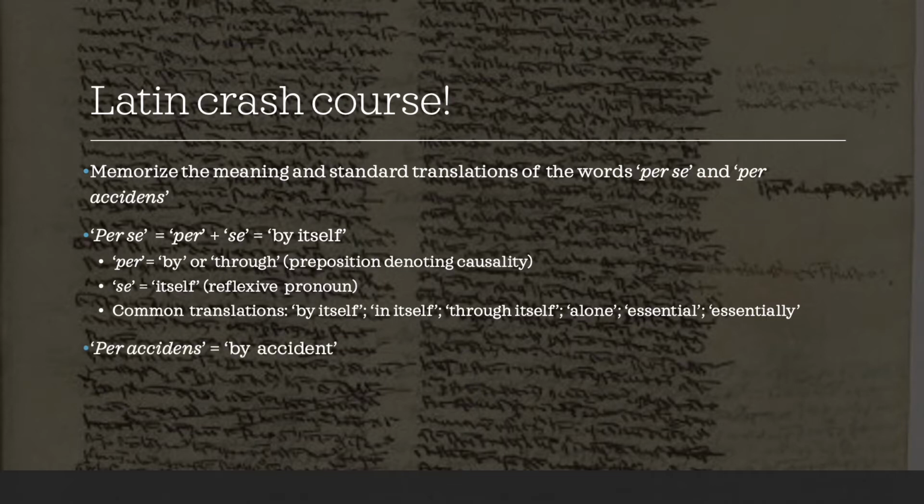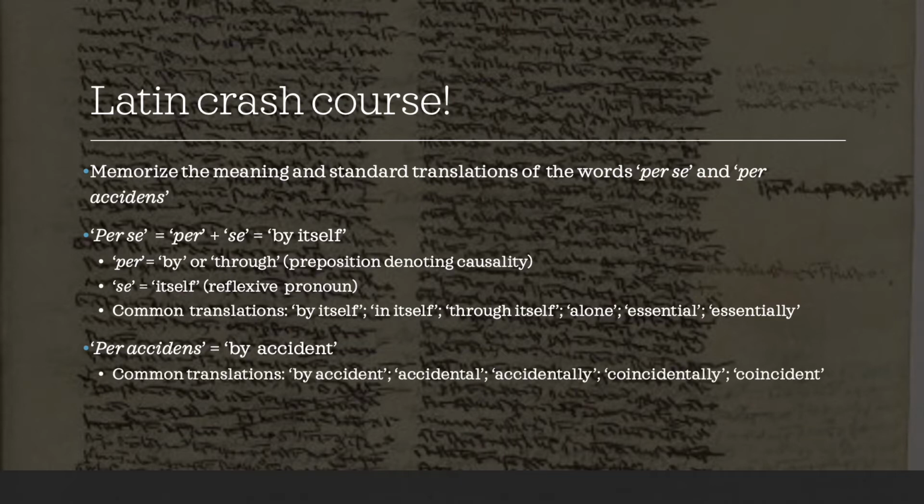The phrase per accidens designates the exact opposite of per se. It's translated as by accident. Other common translations of per accidens are accidental, accidentally, coincidentally, and coincident. If you see any of these phrases, there's a very good chance that what's being translated is per accidens. Again, per se and per accidens are opposite terms.